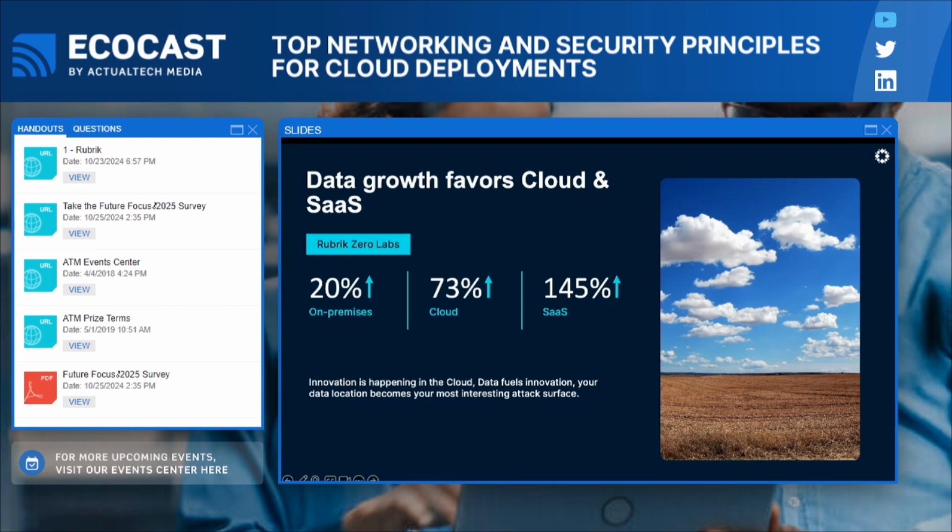The way to think about that is, if you look at where people are experimenting, where innovation is happening, that's typically in the cloud or from a SaaS perspective. So those data locations become the most interesting attack surface for malicious actors. They tend to dig where there's the most chance to hit gold, and the most chance to hit gold these days is in the cloud and in SaaS, as it turns out.